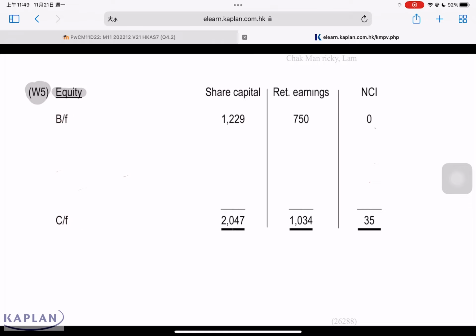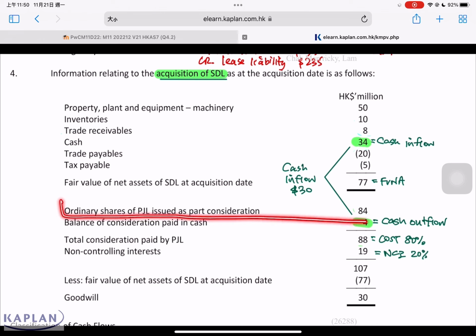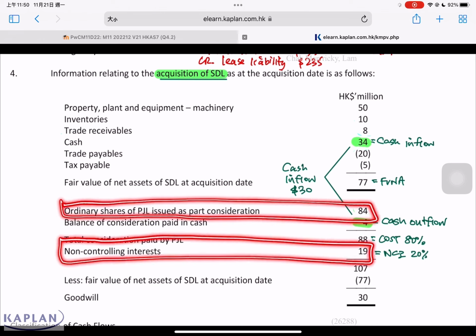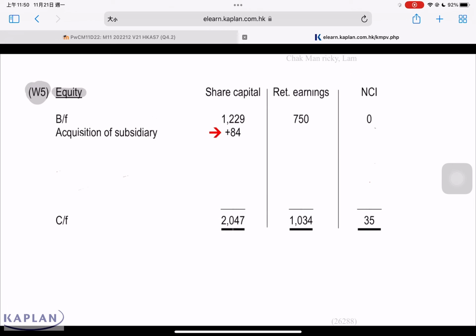Based on our discussion, during the year we acquire a new subsidiary. Because of this acquisition, the company issues more shares, and this share increase is non-cash. During the year, the company issued $84 million of share capital to acquire the subsidiary, and the company accounts for NCI as 19. Plus 84, plus 19, non-cash.